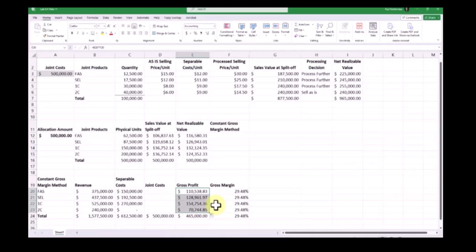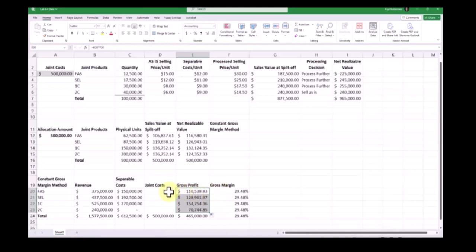And finally, we're at the point where we can allocate our joint costs. We have $500,000 of joint costs. We're going to spread this out among our 4 joint products. But this is all a plug figure. It's what do we need to put into joint costs to make sure that we have the correct gross profit and then a constant gross margin.